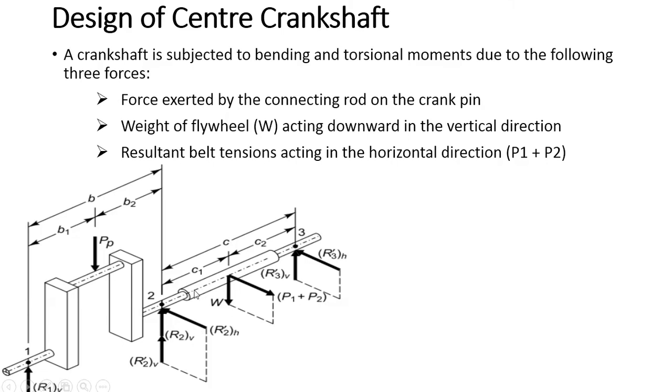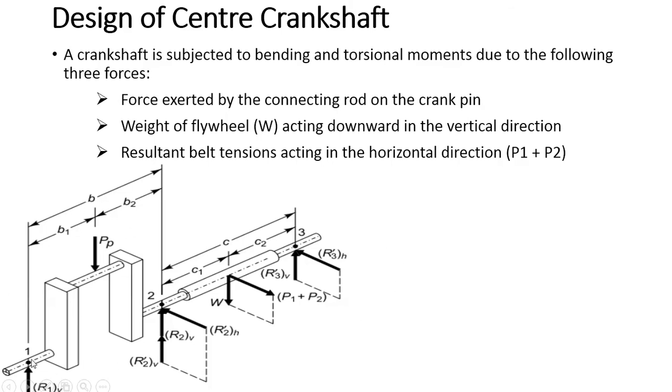Next we have this W load. W is the load of the flywheel. In this case we also have P1 plus P2. Because of W and because of P1 plus P2, the total reactions on bearings 2 and 3 will be R2V and R2H. R2V is because of W and R2H is because of P1 plus P2. Similarly, at bearing 3, we have R3V and R3H. R3V is because of the load W, and R3H is because of the horizontal load P1 plus P2. In this way we have the complete forces that act on the complete system.